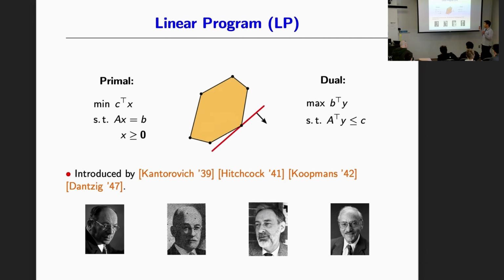So this is LP. Linear programming is the problem of minimizing or maximizing a linear function subject to linear inequalities. Here on the primal side, we have what is called standard equality form. And its dual is the standard inequality form, which probably most of you are more familiar with.